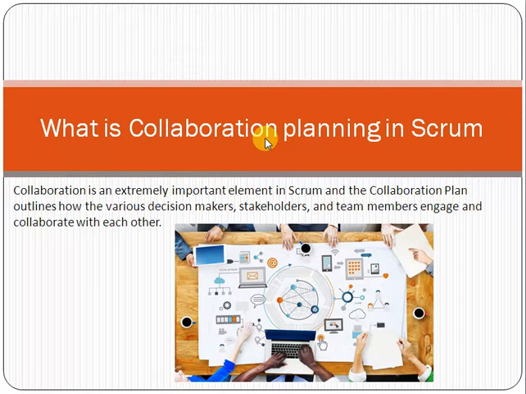Our main topic is collaboration planning. Collaboration is an extremely important element in Scrum, and the collaboration plan outlines how the various decision makers, stakeholders and team members engage and collaborate with each other. It defines how you will engage and collaborate with each other.